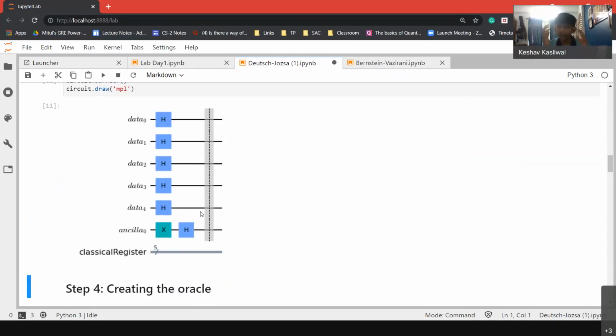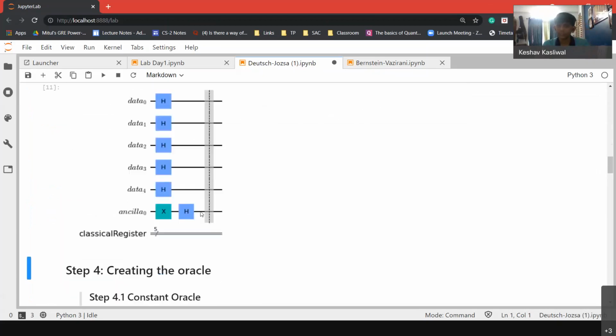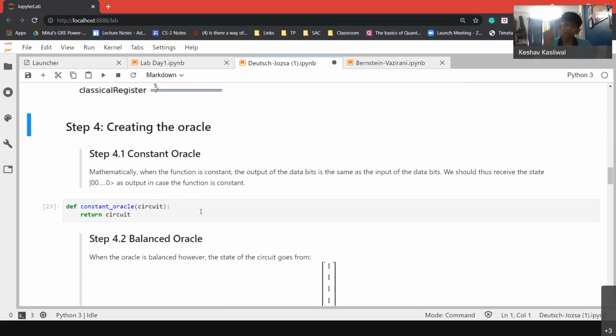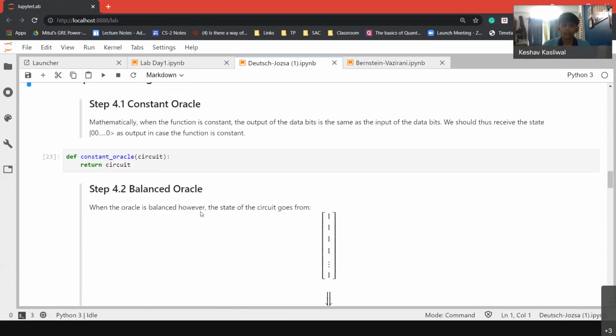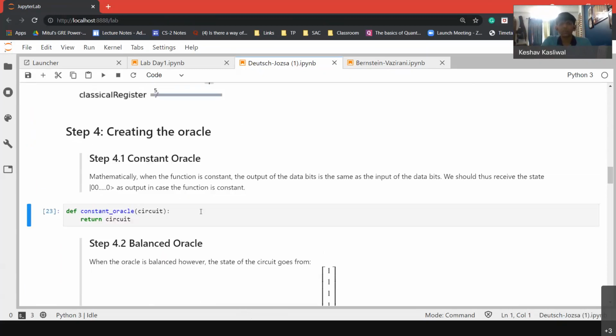That means that this is the entire input state, the input state that we have generated. So that is the main step that we had to cover. Now, the second main step is creating the oracle. If we want to have a constant oracle, we don't have to change anything over there, because if there is a constant circuit, we would send it like that itself.